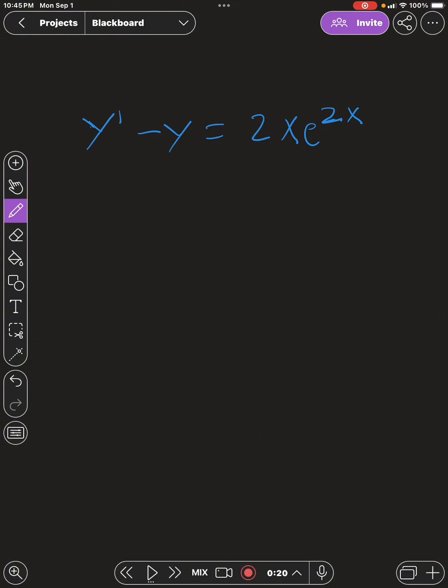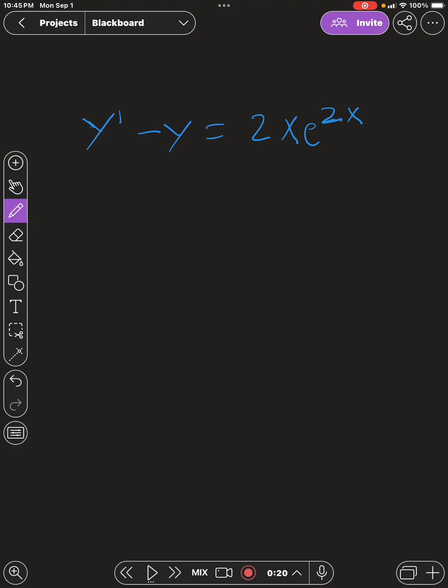We got y prime minus y equals 2x e to the 2x. It looks pretty wicked. It looks like, how are we going to solve this? We have a 2x times e to the 2x. That just looks wicked. All right, so what we need to do is get something called the integrating factor.